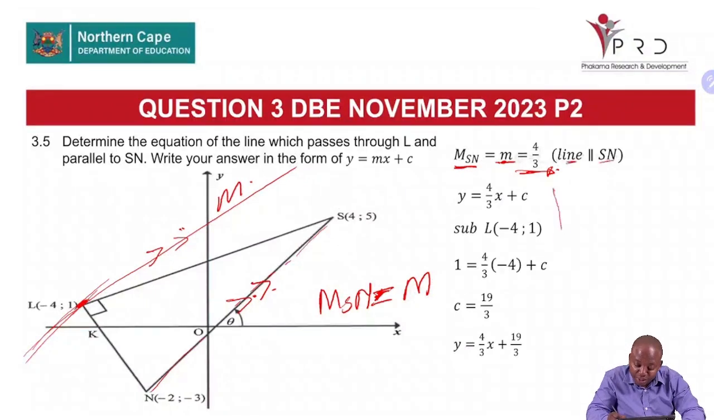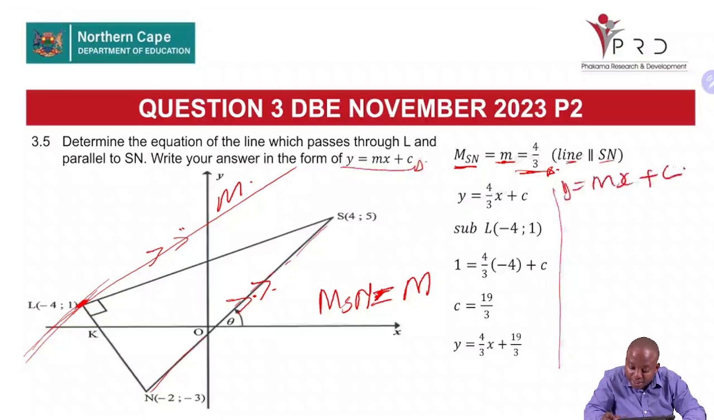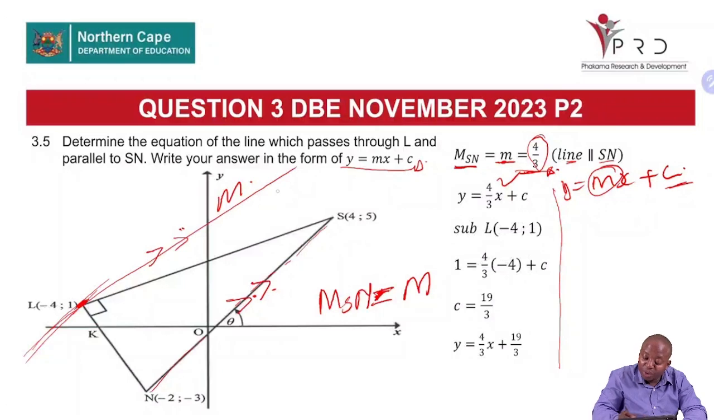Now we know that we are looking for the equation in the form y is equal to mx plus c. Now what do we do in this case? We say y equals mx plus c. In the place of m, we substitute 4/3. So y equals 4/3 x plus c. Then we find c. To find c, remember, we substitute any point that is found on that line. We are concerned with finding the equation of this line. SN helps us to find the same gradient. We are looking for the equation of that line.